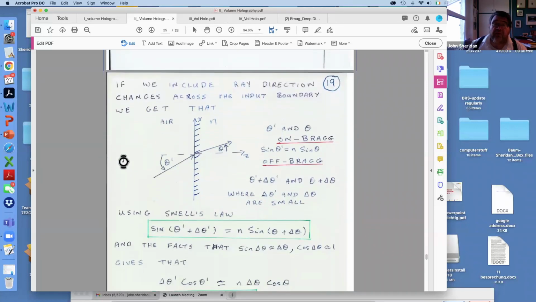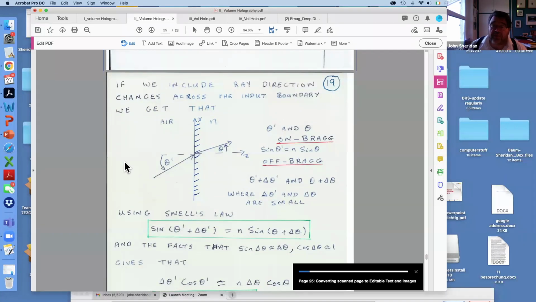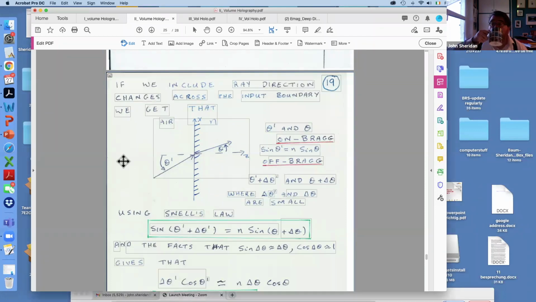Okay, if we include the direction change across the input boundary, so now we're talking about refraction across the boundary. We've got a change in the angle. Very good. So we have an input angle here, and then we've got to cross this boundary into this medium, which has a different average index. So for example, from air into the actual grating. What we're going to see is that, of course, this would have happened during recording. So if this is the on-Bragg angle outside, this is the on-Bragg angle inside, because this would be the beam angle when we actually did the exposure.